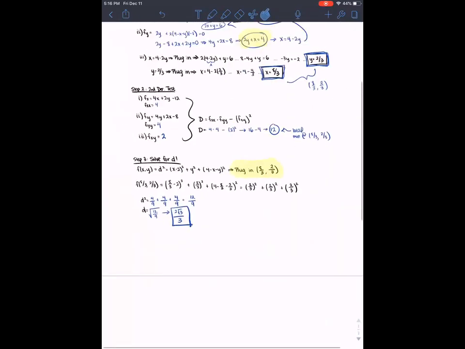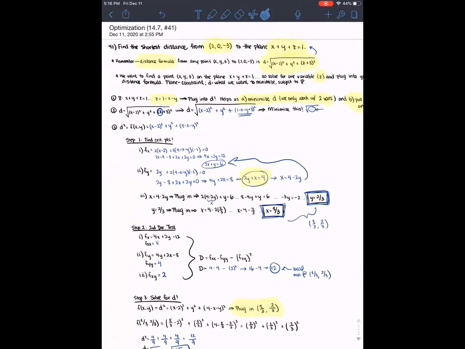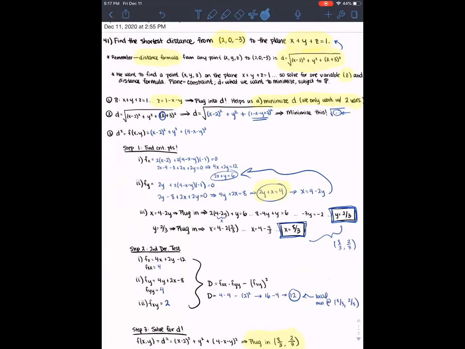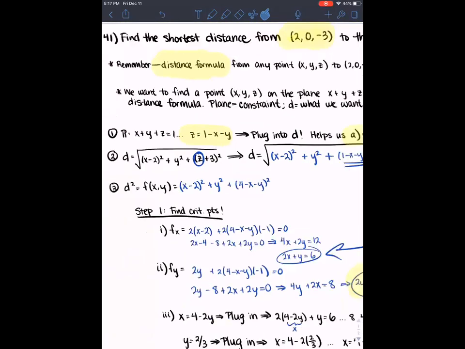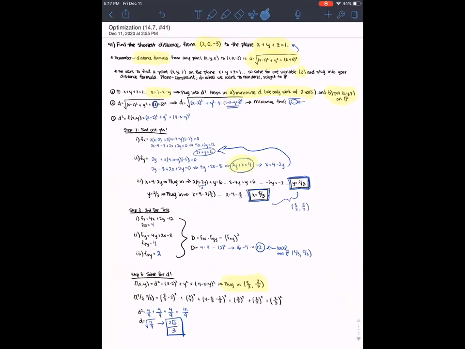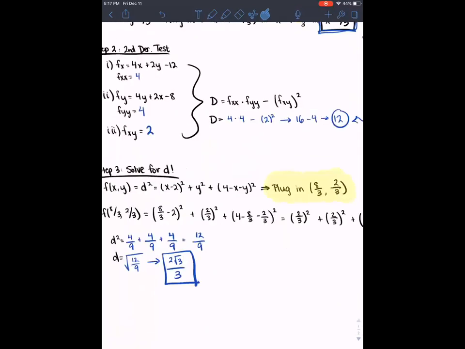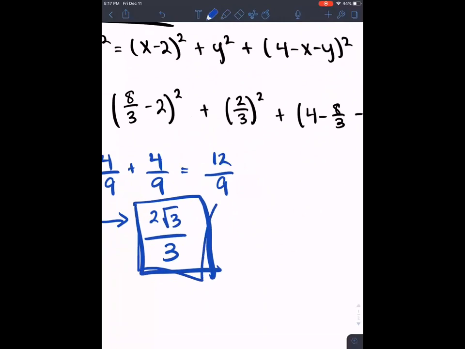We can actually find the point x, y, z that gives us that minimum distance. We've already found x and y, which is 8/3 and 2/3. We could just plug it back into here to find z. I'm not going to do that just because the problem doesn't ask for z, it just asks for the shortest distance. But yeah, here is our final answer.